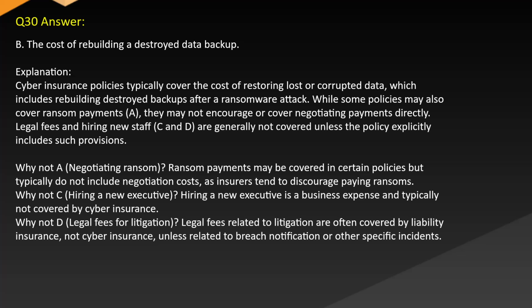Answer. B. The cost of rebuilding a destroyed data backup. Explanation. Cyber insurance policies typically cover the cost of restoring lost or corrupted data, which includes rebuilding destroyed backups after a ransomware attack, while some policies may also cover ransom payments. They may not encourage or cover negotiating payments directly. Legal fees and hiring new staff, C and D, are generally not covered unless the policy explicitly includes such provisions.